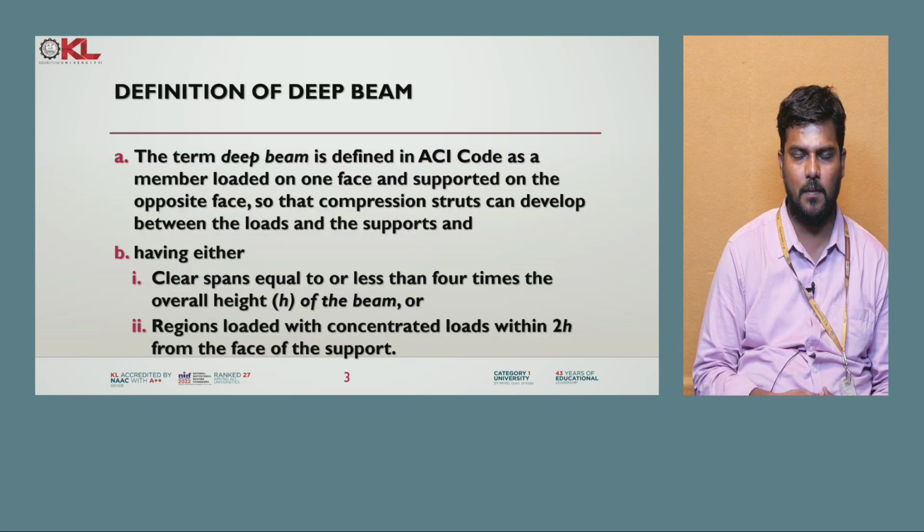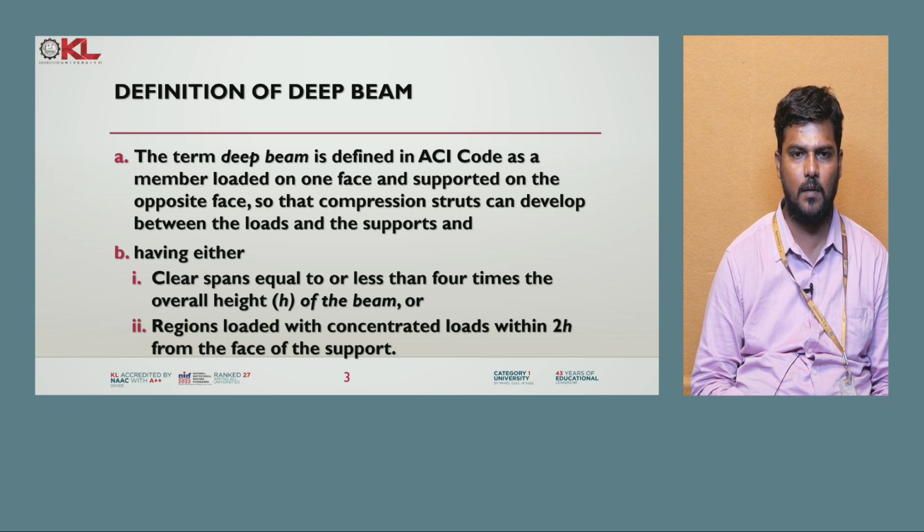Coming to the definition of the deep beam. The term deep beam is defined in the ACI code, that is the American Concrete Institute code, as a member loaded on one face and supported on the opposite face so that compression struts can develop between the loads and supports, and it may have either clear spans equal to or less than 4 times the overall height of the beam, or regions located with concentrated loads within 2h from the face of the support. So as per the ACI code, this is the definition of the deep beam.